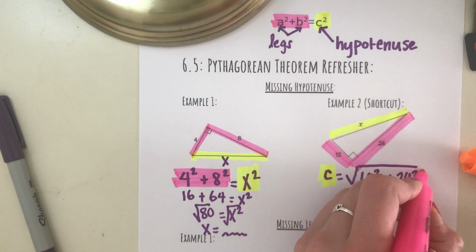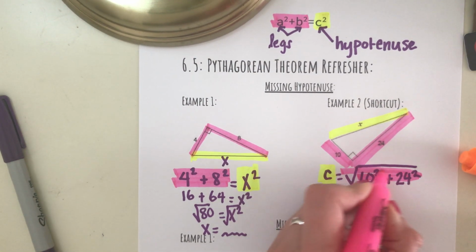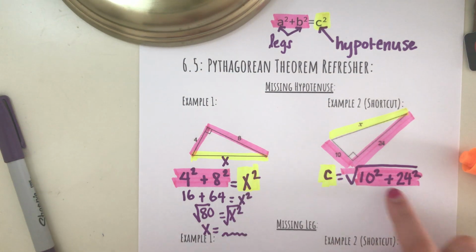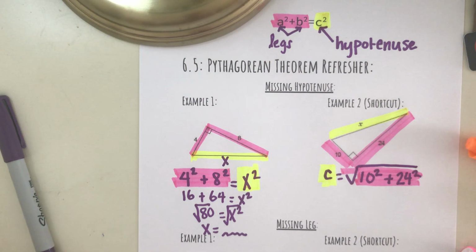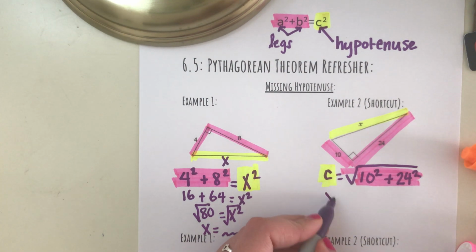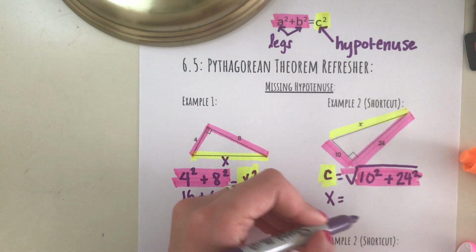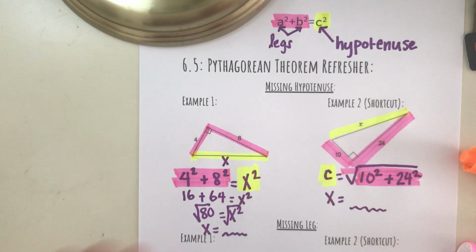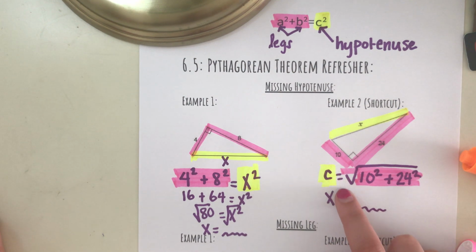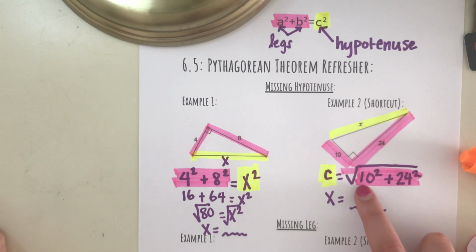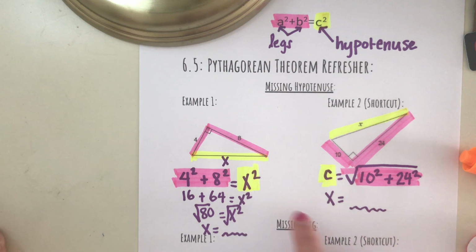So as you do other problems using this example, know that you put your 2 pink sides in here, and your c, or in this case it would be x, goes out there. So I'm going to write x equals, and then solve for the missing side. Again, I don't have my calculator with me, but if you take the square root of 10 squared plus 24 squared, you can type all of that in as a string in your calculator, press enter, and you would find x equals a certain value.